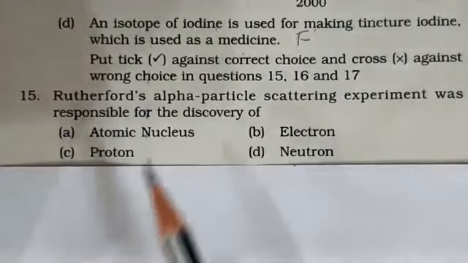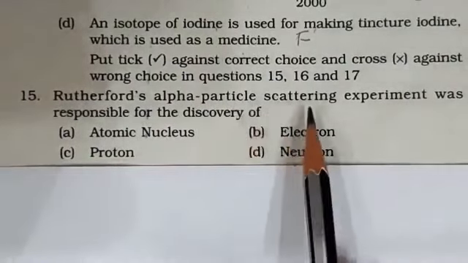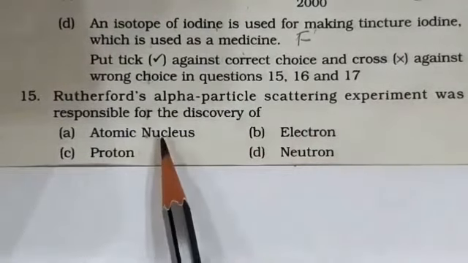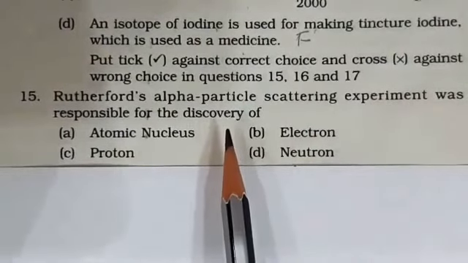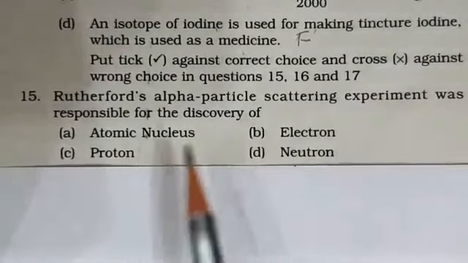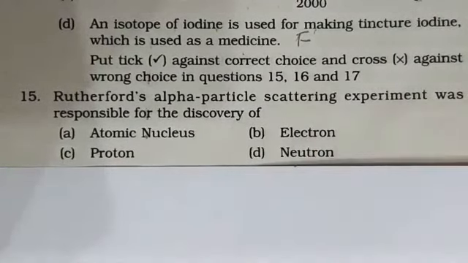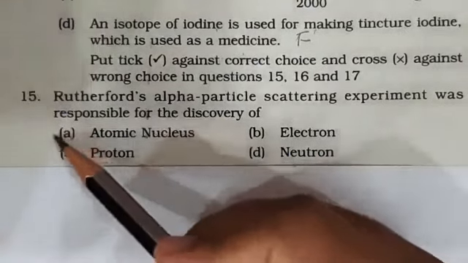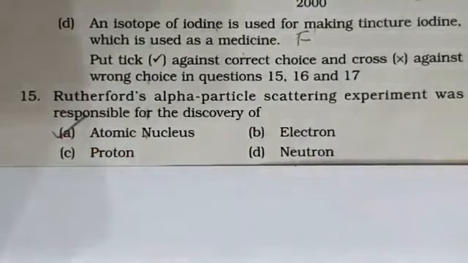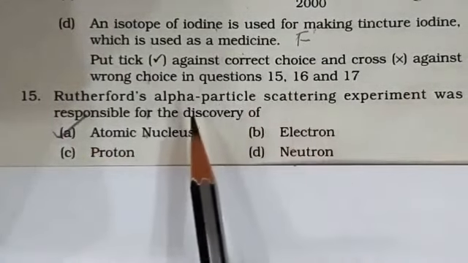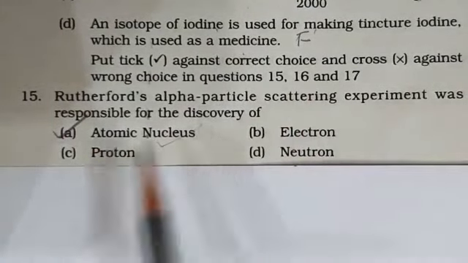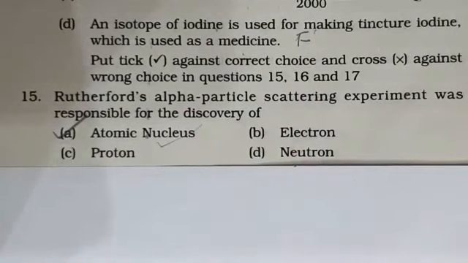Question number 15. Rutherford's alpha particle scattering experiment was responsible for the discovery of atomic nucleus, electron, proton and neutron. You have to choose one option. So the answer is atomic nucleus. Okay, the alpha scattering experiment discovered the nucleus.